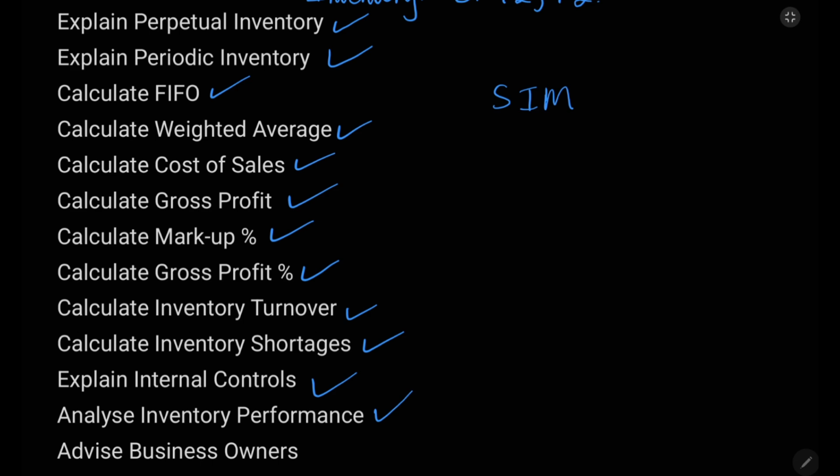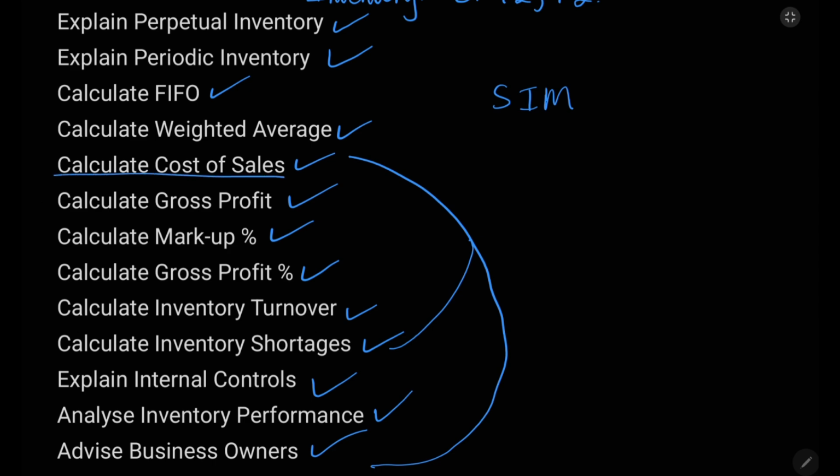We haven't really done analyzing inventory performance, but if you know internal controls, or the theory part that I did, you will know this. But remember, I'll do more videos and I'll cover more inventory parts. And in terms of advising business owners, this was featured in internal controls. So from calculating the cost of sales until advising business owners, or until, let's say, stock shortages, this has to be information that you will cram.